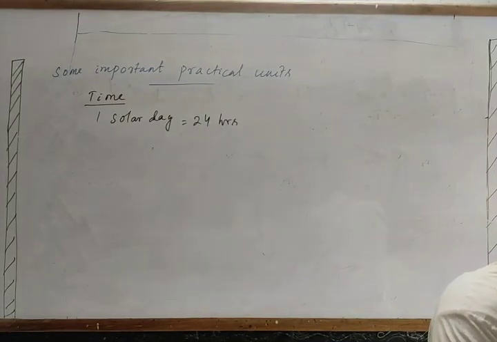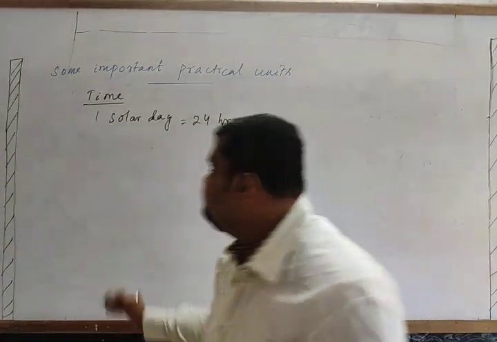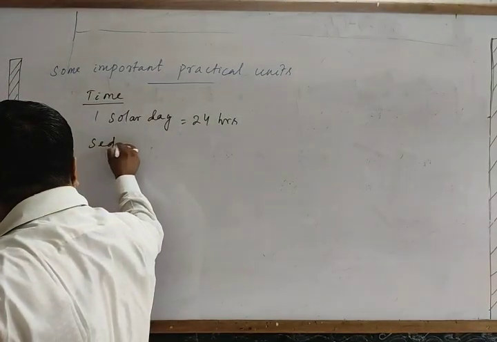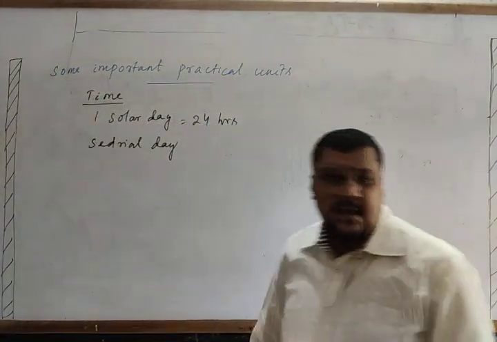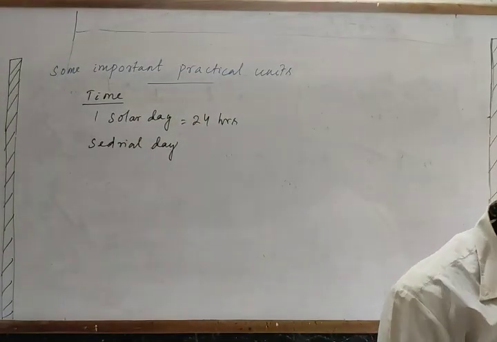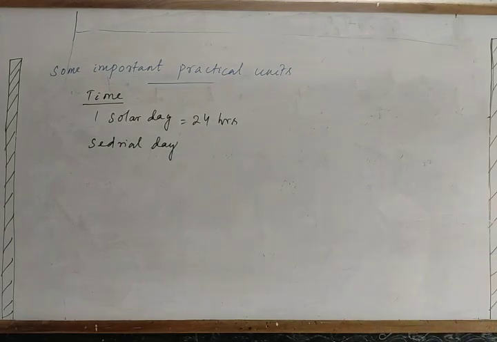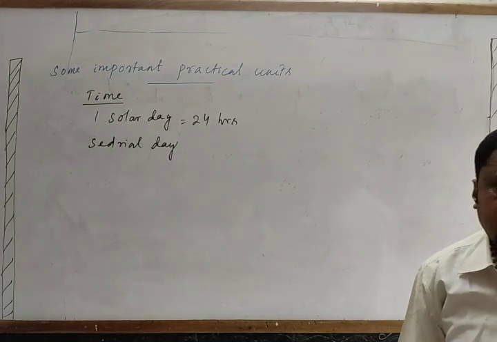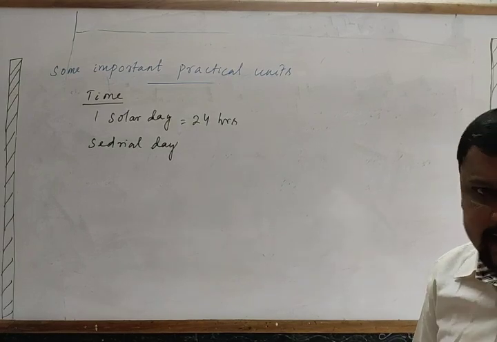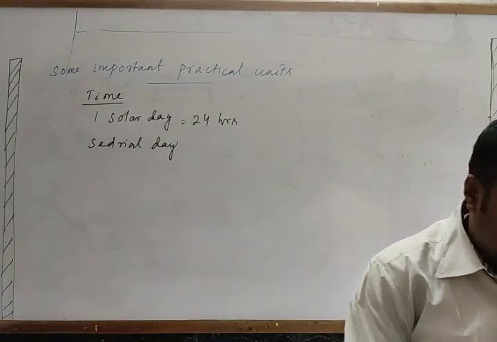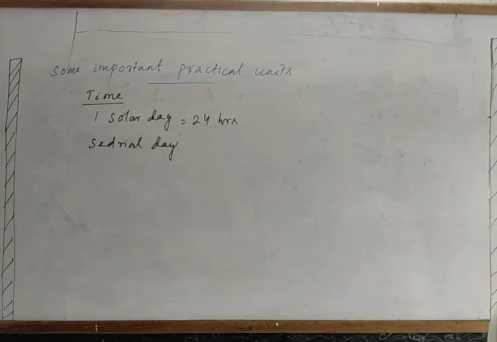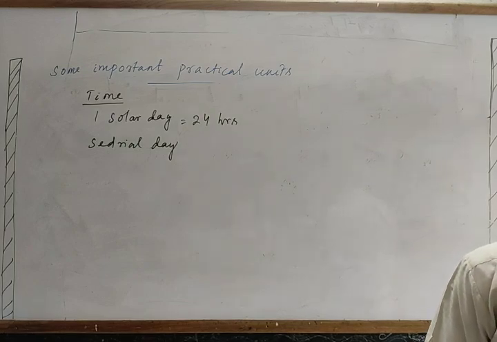Then another one is the sidereal day. What is this sidereal day? It is the time interval between two successive passes of a fixed star, or any fixed star. Sun is not a single star. There are so many stars in our galaxy. So it is the time interval between two successive passes of a fixed star across the meridian.